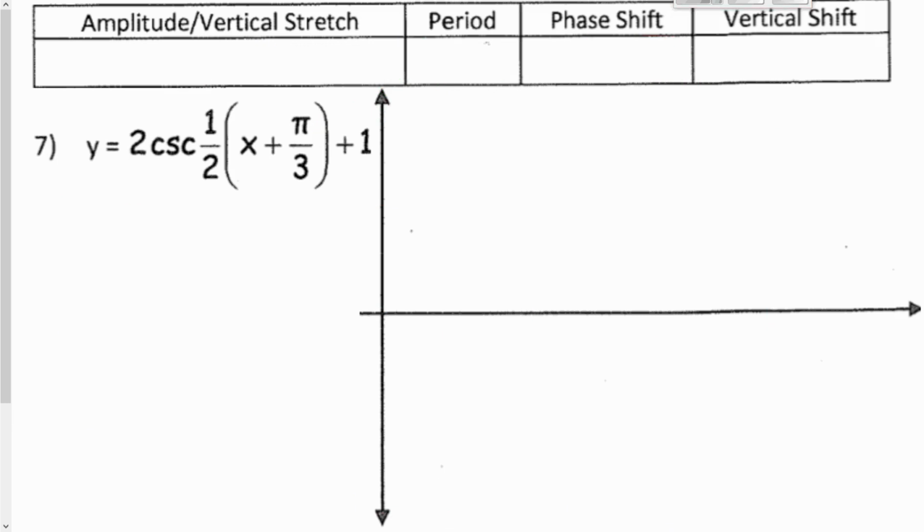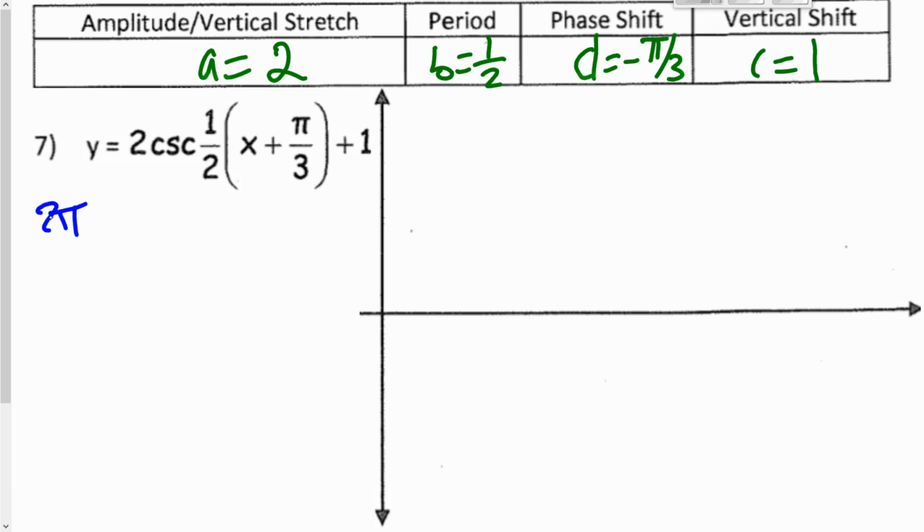Okay, add a little bit more. Now we have an A, it's 2. We do have a B now, it was 1/2. That means when we divide by our B, 1/2, we are multiplying by 2. Our D is negative pi thirds, and our C is 1. So we got a lot to do here. Normally cosecant deals with sine, so our period length is 2 pi. 2 pi divided by b is 2 pi times 2, which is 4 pi. So our period is 4 pi.